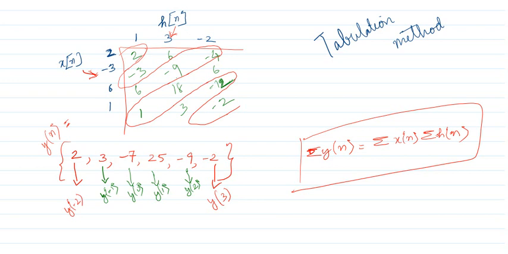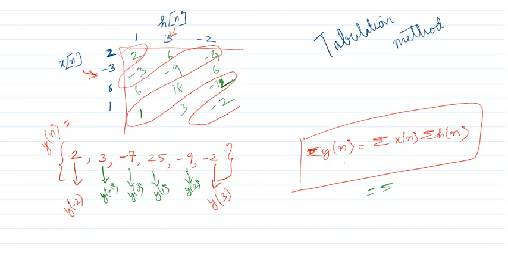Then there is another method to verify whether your answer is correct or not. It means the summation of the output is equal to the summation of the input times the summation of the impulse response. Okay, what is the summation of the input?